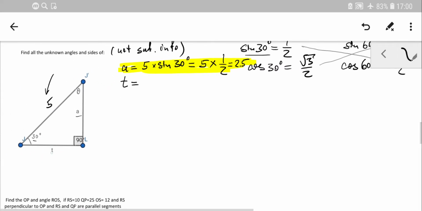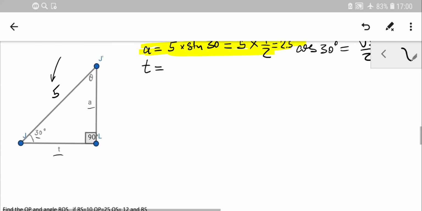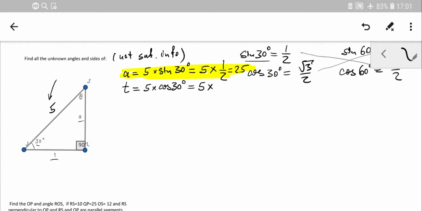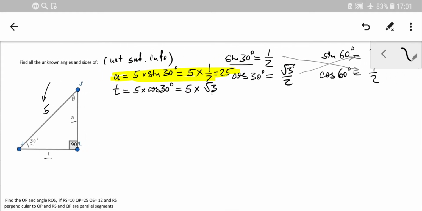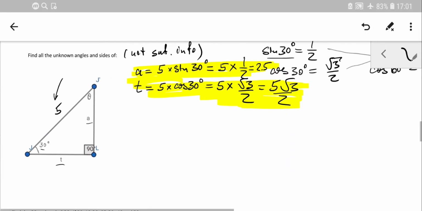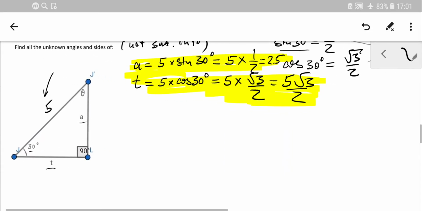So t. In this case, t is the adjacent side to 30 degrees. So we'll use the same structure, 5 times sine 30 swapped into cosine 30. And we're left with 5 times cosine 30, which is square root 3 over 2. And that's the final answer: 5 square root of 3 over 2. So that's the final answer for t. If you want, you can use a calculator, calculate the value and round to some decimal place, like 2 dp, for example, if a specific problem states it.